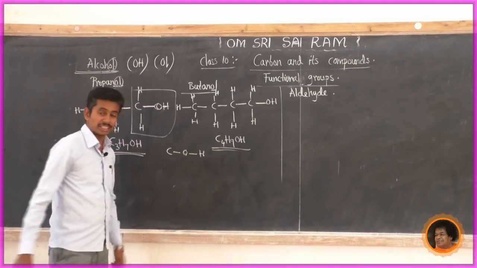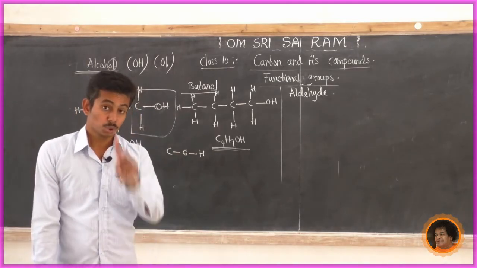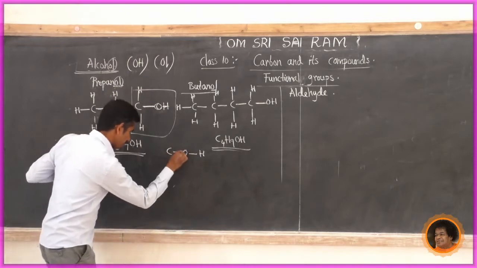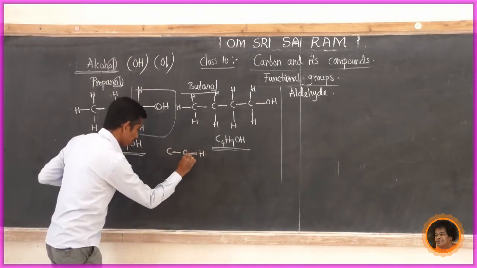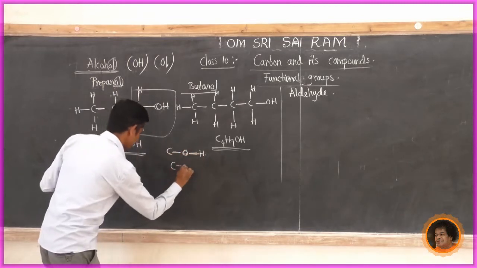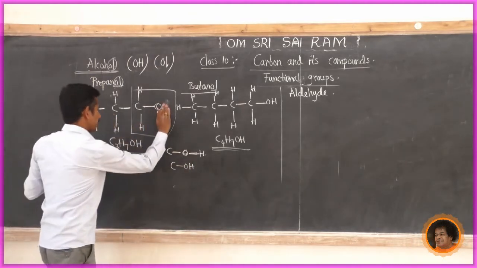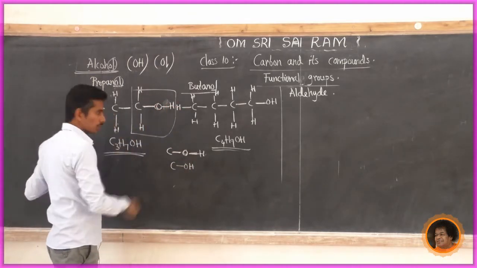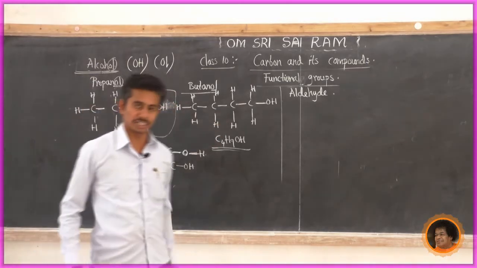Oxygen has 2 electrons in its outermost shell available for bonding. How many electrons are present? 2 electrons. That is, one shares with carbon, another bonds with hydrogen. So 1, 2 for oxygen. Or we can write directly as OH. It is also correct. Both are correct. In this you can write O-H or directly OH. Both are correct. Next is aldehyde.